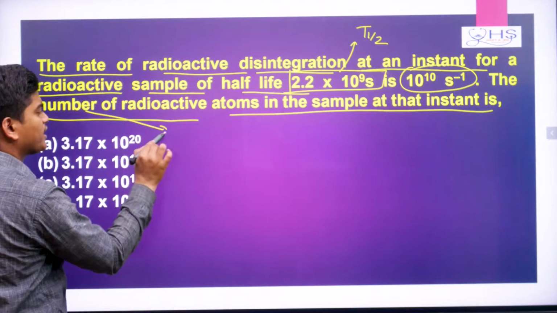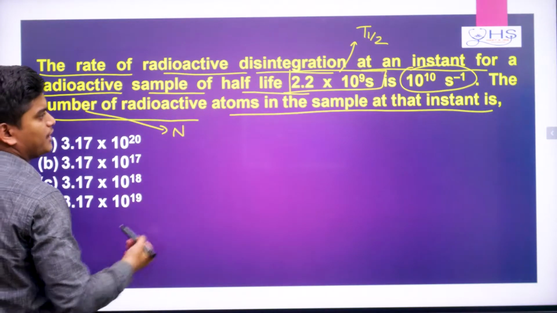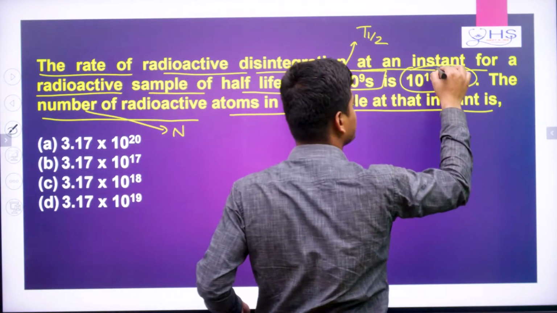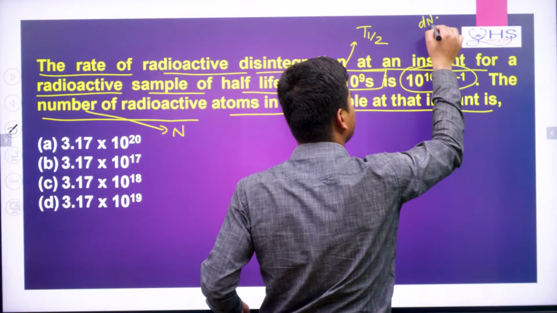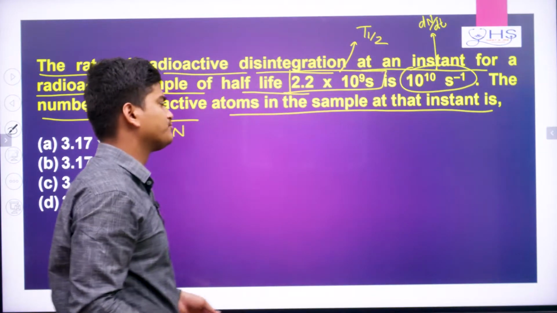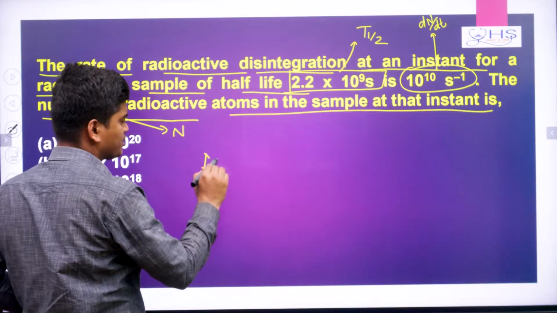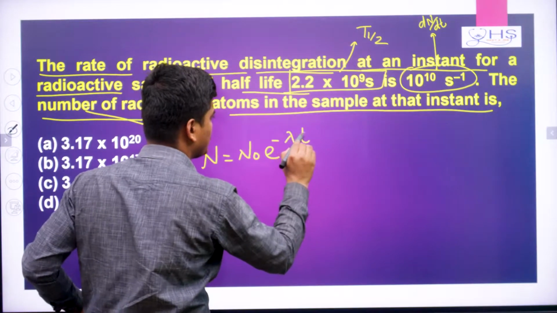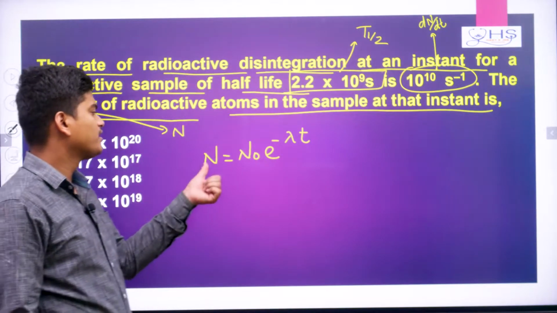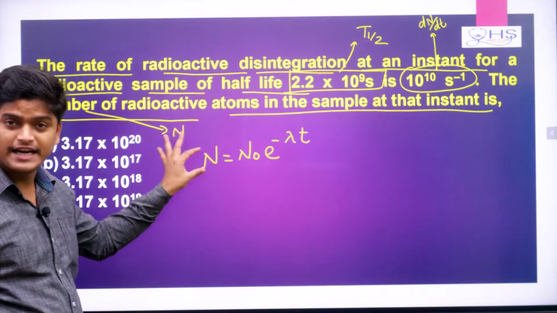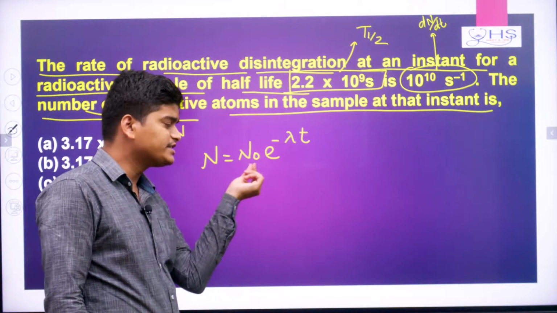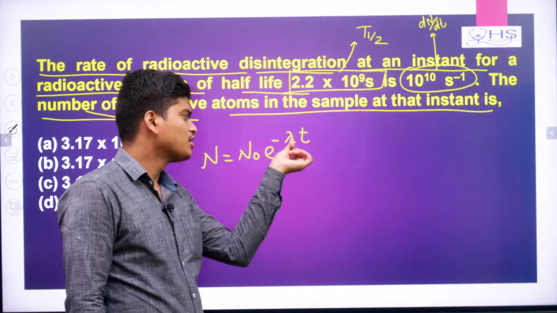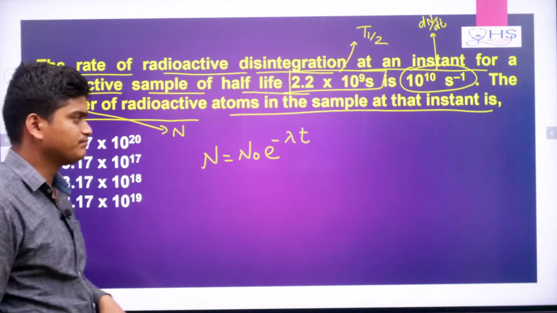So what are they asking? The number of radioactive atoms, that means N they are asking. T half is given, and they are telling the rate of disintegration, which is dN by dt. You understand the decay equation, N equal to N naught e to the power minus lambda t. What is this N? N is the number of undecayed particles. Here N naught is the initial number of particles, e is exponential, lambda is the decay constant, and t is the time.